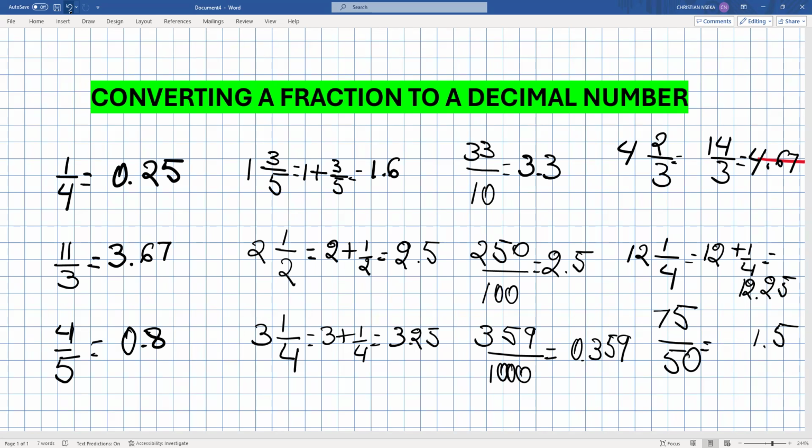All right, ladies and gentlemen, this is how you convert a fraction to a decimal number. Go ahead, divide the top number by the bottom number. If your instructor has told you to stop at the second place, stop at the second place, but follow the rule of rounding to the second place, or to the first place, or to the third place.